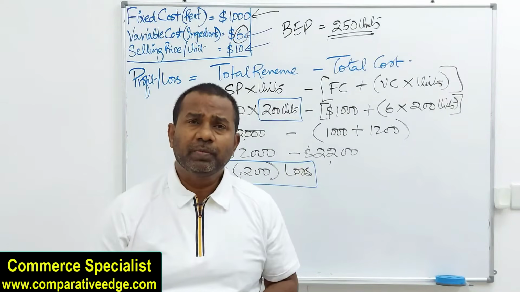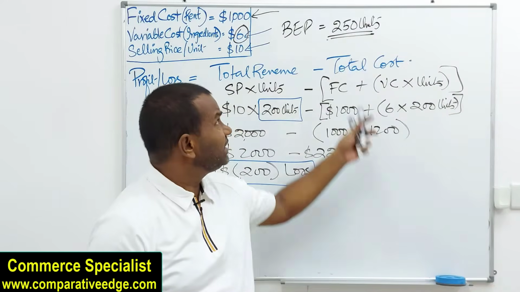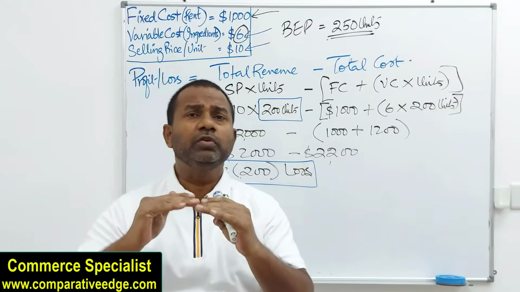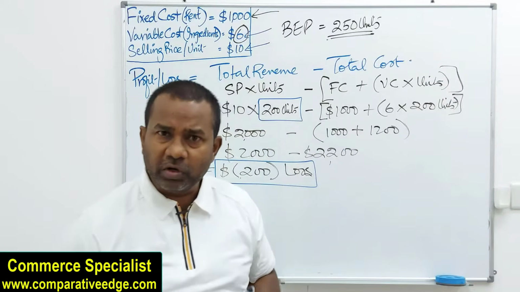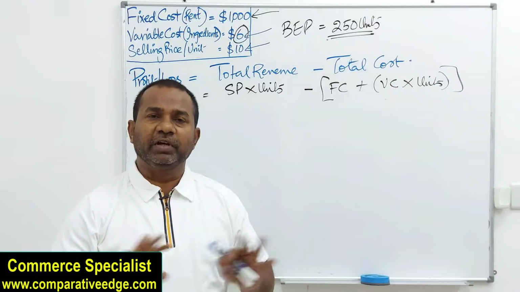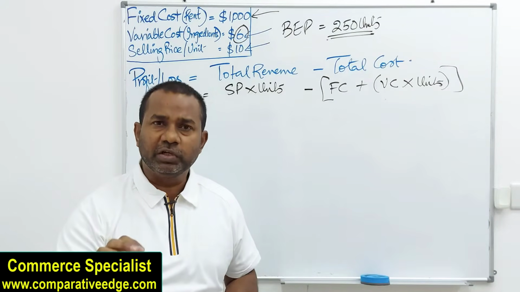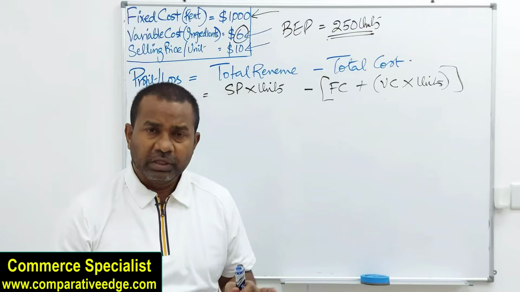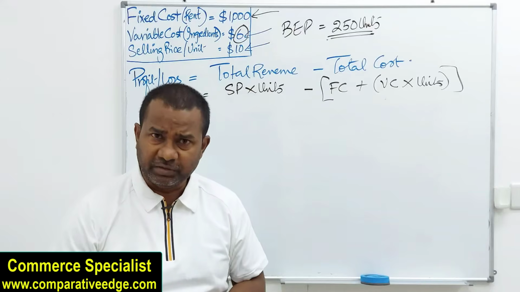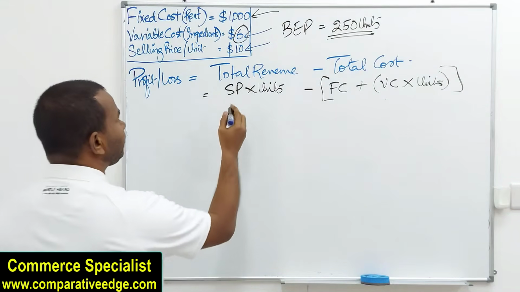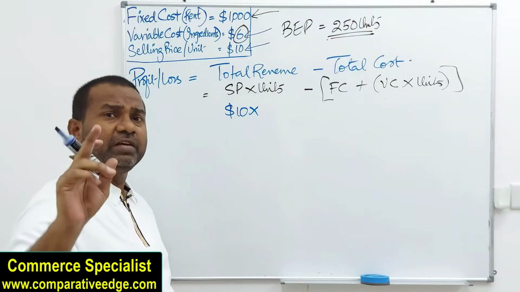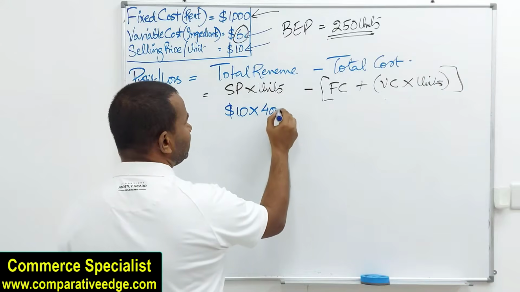Now, let's assume, what if the business sells more than 250 units? Our understanding is more than 250 units, there is a profit. Less than 250 units, there is a loss. Let's have a look. So all the numbers, figures, assumptions as before, the only change is now we are assuming the business is selling, let's say, 400 units. What happens then? Have a look at this. Selling price is, yes, $10. Now we are assuming that the business is selling 400 units.